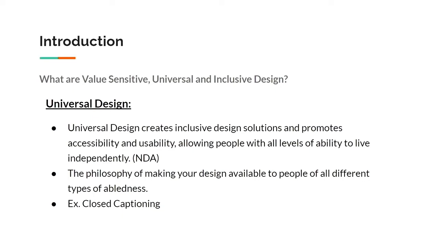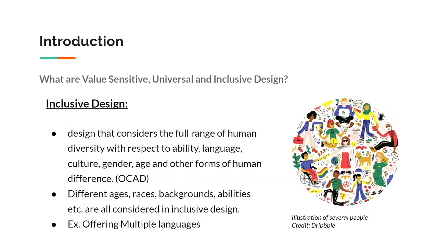For universal design, the National Disability Association would define universal design as it creates inclusive design solutions and promotes accessibility and usability, allowing people with all levels of ability to live independently. Put simply, universal design is the philosophy of making your designs available to people of all different types of ableness. One example would be closed captioning, which we offer in this video.